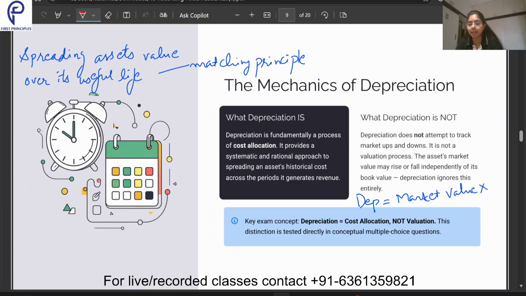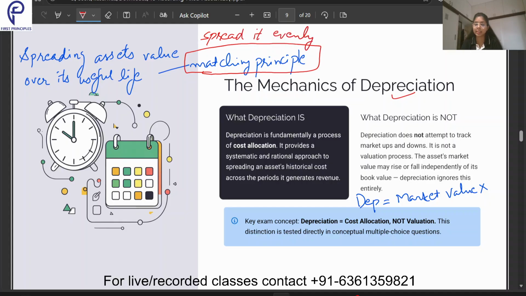Now what is the mechanics of depreciation? Why do we have depreciation? Because of the matching principle concept. Whenever, in whichever year we are buying the asset, we cannot recognize the entire value as my expense on my income statement. So I should spread it evenly, right?